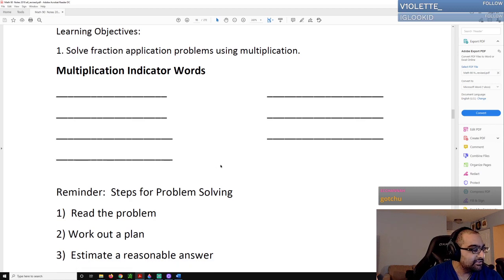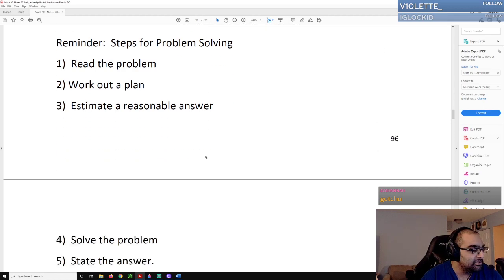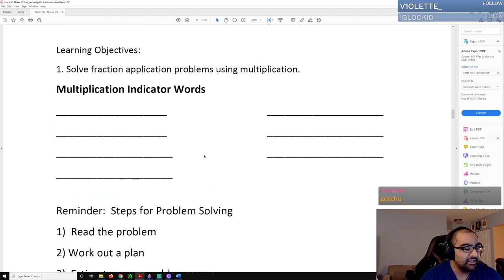Let's go ahead and take a look here at the next section, which is section 2.6, applications of multiplication. Now, we saw one application just now with the area of a rectangle, but there are definitely more applications of multiplication outside of just that. So let's take a good look here at these problems. Again, these are all going to be word problems.